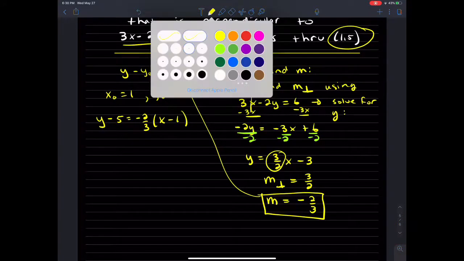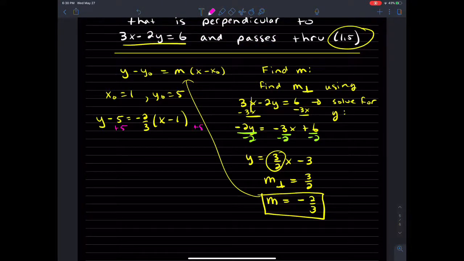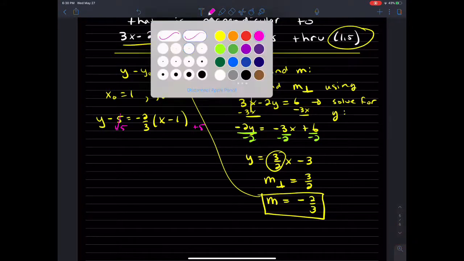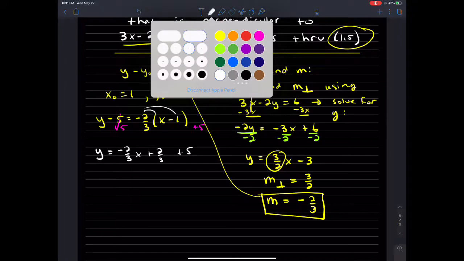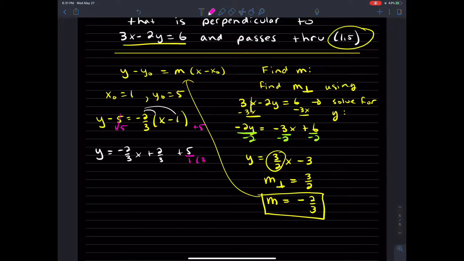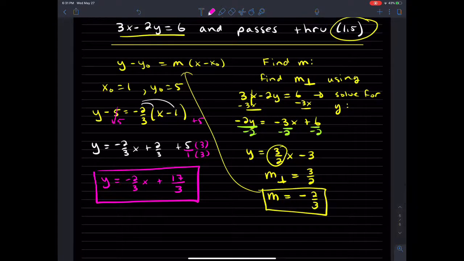So add 5 to both sides, plus 5 at the end there. Y equals, distribute, minus 2/3 x plus 2/3 plus 5. And get a common denominator. Y equals minus 2/3 x plus, it looks like it's 17/3 is my final answer. That's the equation of the line that is perpendicular to this line and passes through (1, 5).